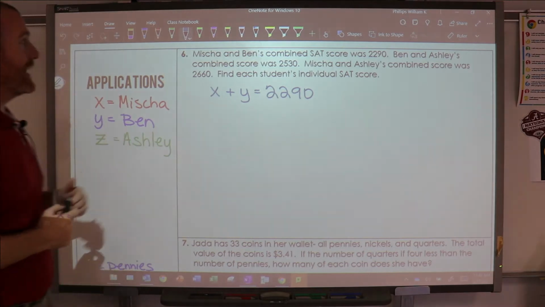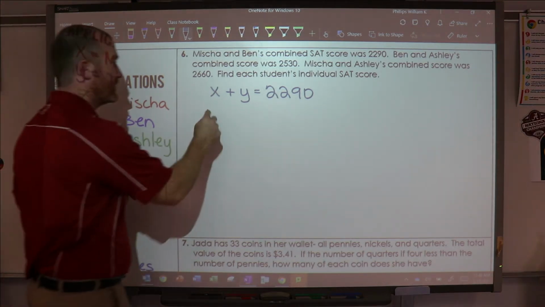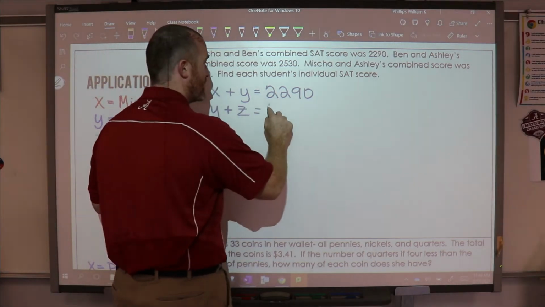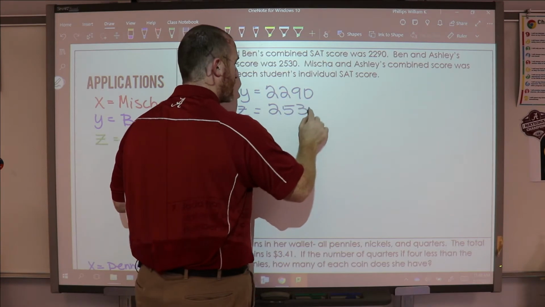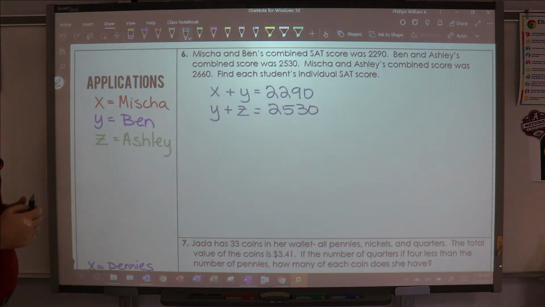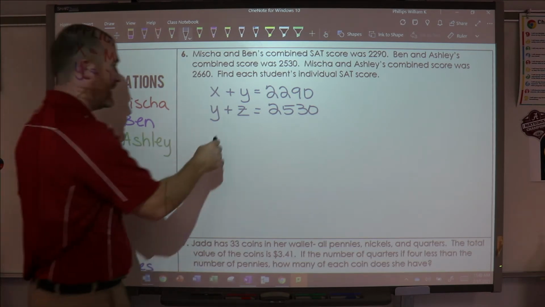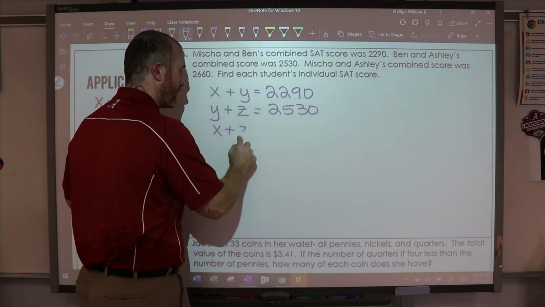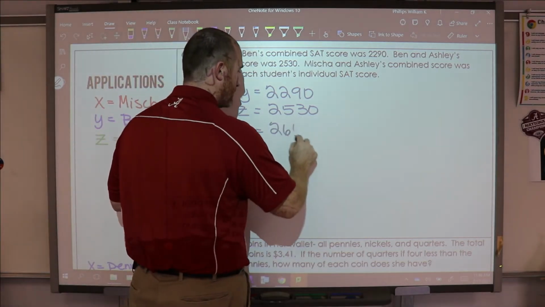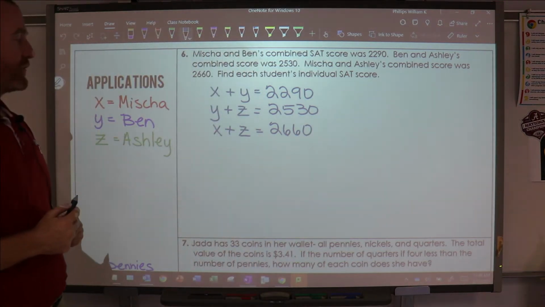Then we have Ben and Ashley's combined score. So Ben and Ashley, that's Y and Z. So here I have Y plus Z gives me 2530. And then Misha and Ashley's combined score was a 2660. So Misha and Ashley, that's going to be X plus Z, and their combined score was a 2660. So we want to find out what each student scored.